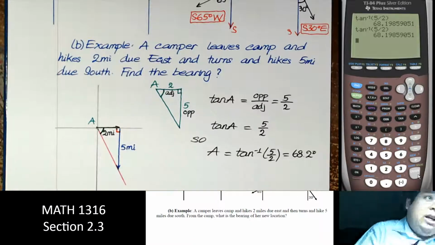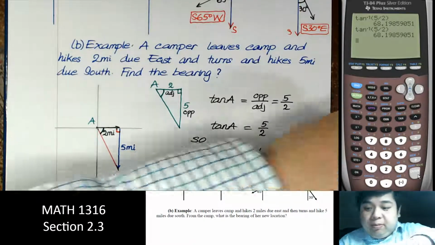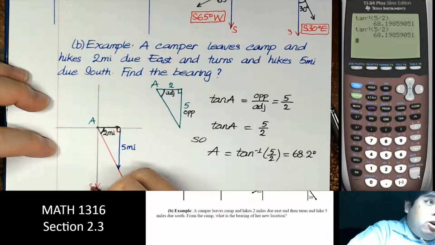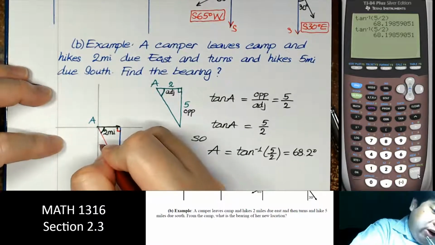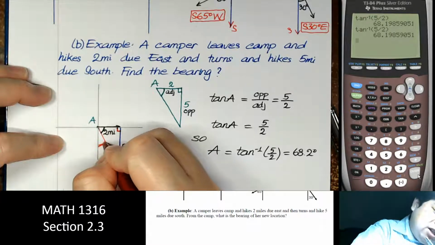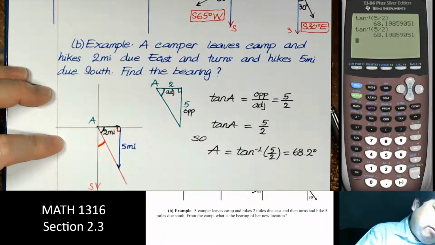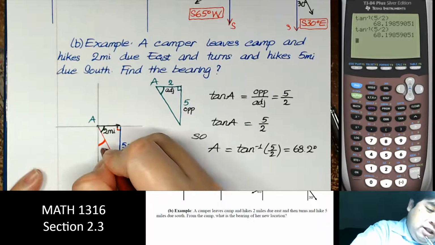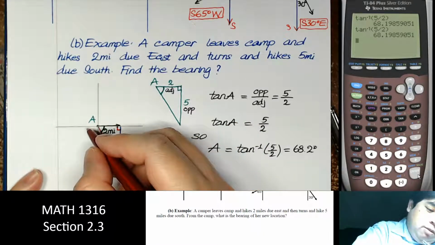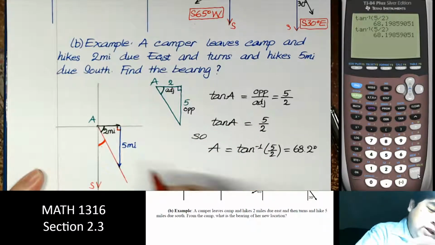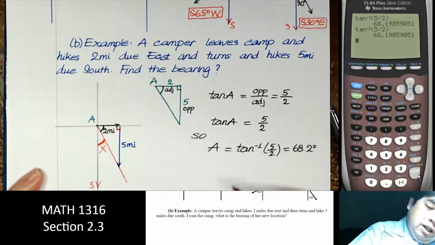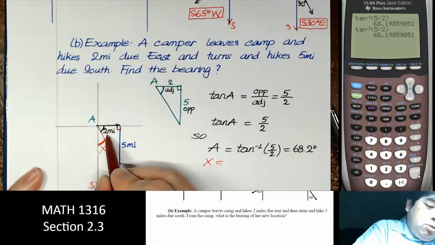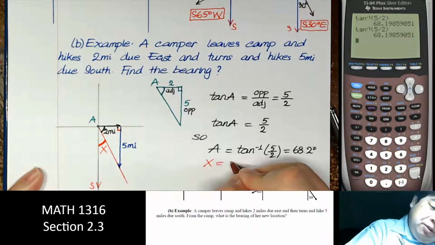So that is angle A here, but that is not what we're trying to find. What we need is the angle with respect to due south or due north. So we really need to find this angle here instead. Let that angle be the angle X. So angle X, the whole thing is 90 degrees, subtract 68.2.